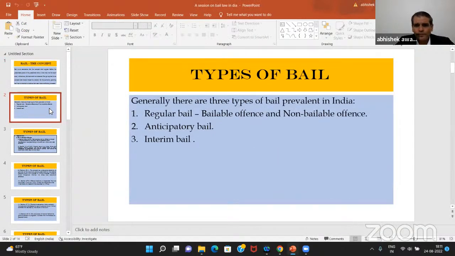Types of bail. What are the different types of bail? Generally, there are three types. Regular bail, which includes bailable as well as non-bailable offenses, anticipatory bail, as well as interim bail.